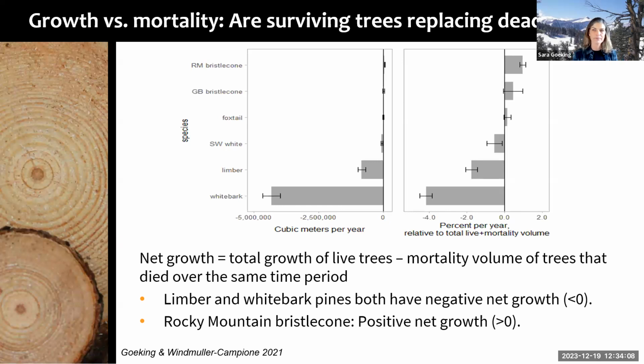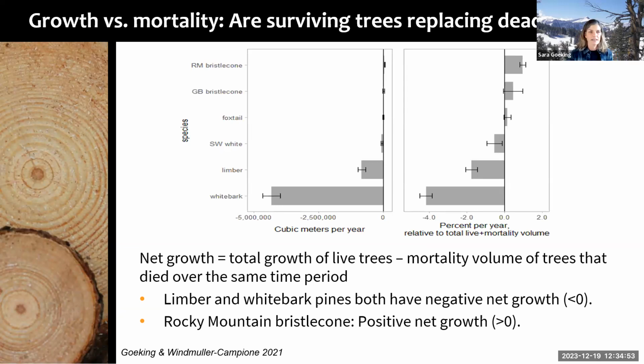And this is from the Forest Ecology and Management paper, where we actually looked at 6 5-needle white pines in the Western US. Limber and whitebark are the 2 bottom ones. So that vertical line is the point at which growth and mortality are balanced. So at the very top, Rocky Mountain bristlecone has positive net growth. So growing, surviving young trees are more than making up for bristlecones that died in terms of volume. And that's not really surprising. We haven't seen a lot of mortality of bristlecone pines.